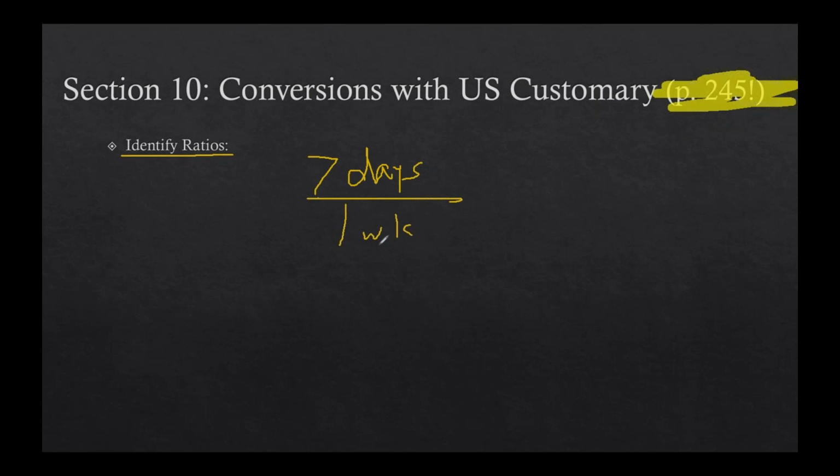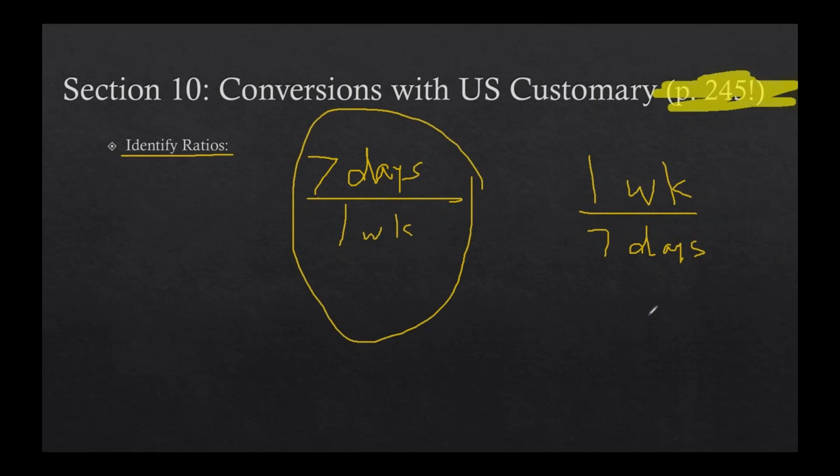Now, the thing with identity ratios is that they can all be written 2 different ways. So we could write this same identity ratio as 1 week over 7 days, right? Same numbers, same labels, just flipped. And we're going to show why that's important as we work through some of these problems. So when we talk about identity ratios, this is just what I mean. A ratio where the numerator and denominator are equivalent.